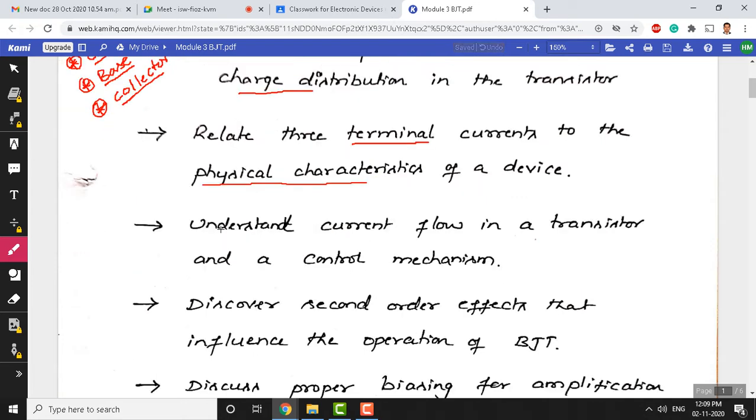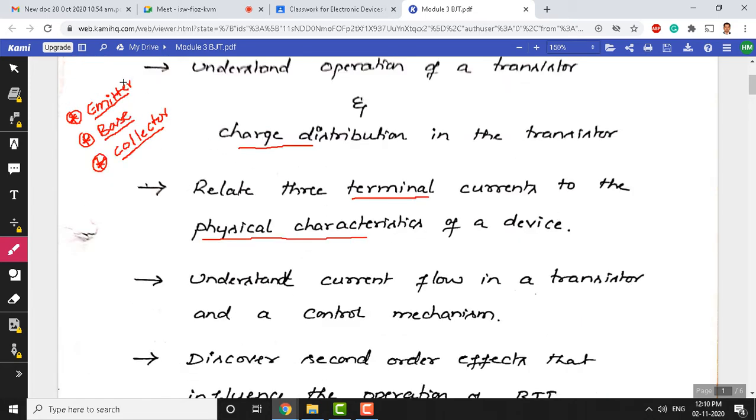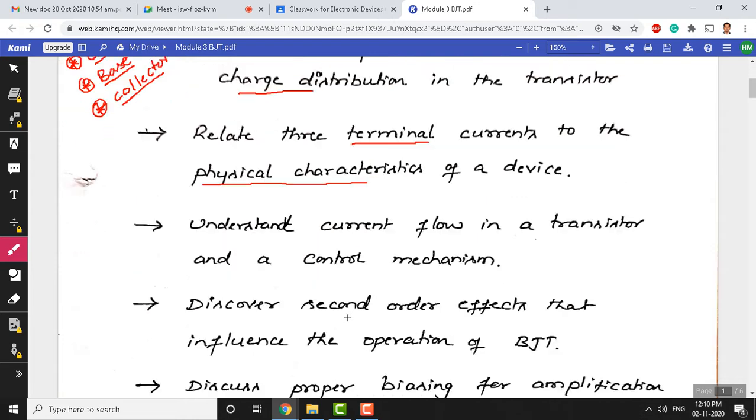Also, this current flow is very important in a bipolar junction transistor, because you can control the current movement from emitter to collector using a third terminal called a control terminal. So, the control mechanism plays a very important role here. This kind of control mechanism we do not have in a p-n junction.